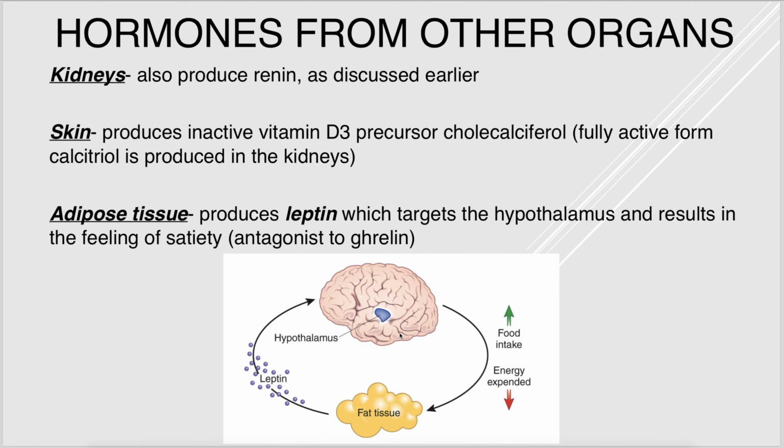So again, the kidneys produce renin. The skin produces inactive forms of vitamin D. So vitamin D3, which is known as cholecalciferol, is stimulated by UV light in the skin. Vitamin D is then finally activated in the kidneys to its active form, which is calcitriol. Adipose tissue actually produces a hormone known as leptin. Leptin will go to the hypothalamus and tell the hypothalamus, hey, I'm full, I don't need any more food. So it's antagonistic to ghrelin.